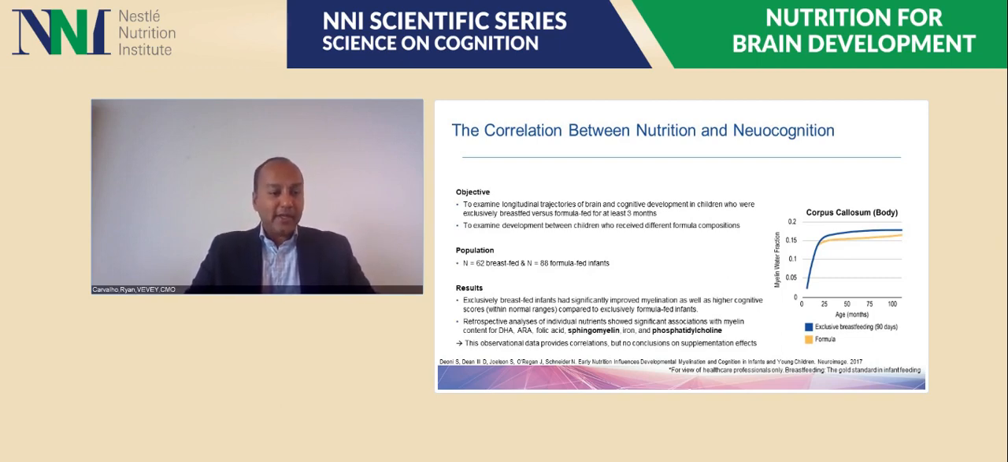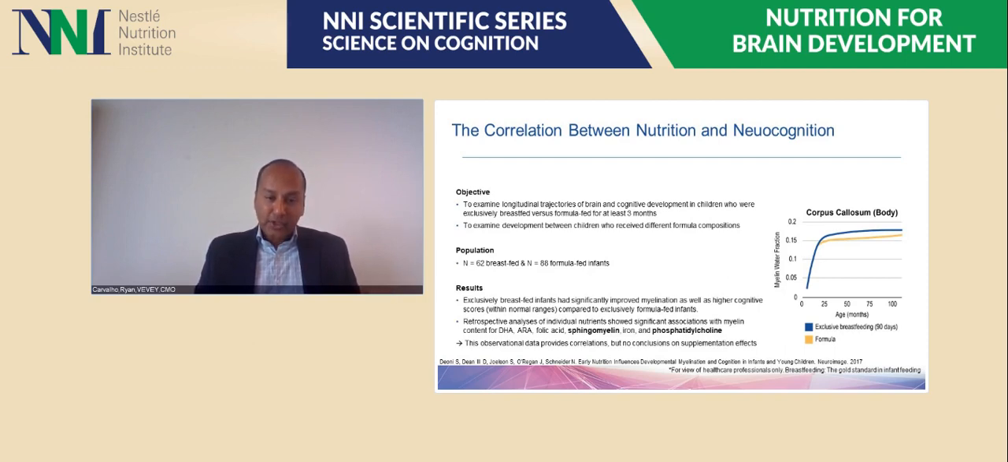In a study that was done in the US, where they looked at about 62 exclusively breastfed children and 88 formula-fed children, they aimed to examine the longitudinal trajectories of brain and cognitive development in children who were exclusively breastfed as compared to children who were formula-fed for at least 3 months. And they were hoping to examine the development between children who received different kinds of nutrient components from the different formulas.